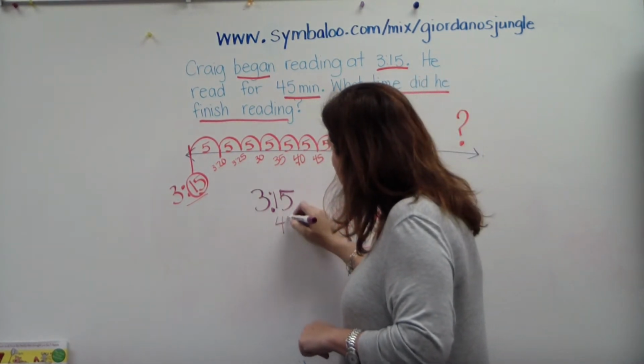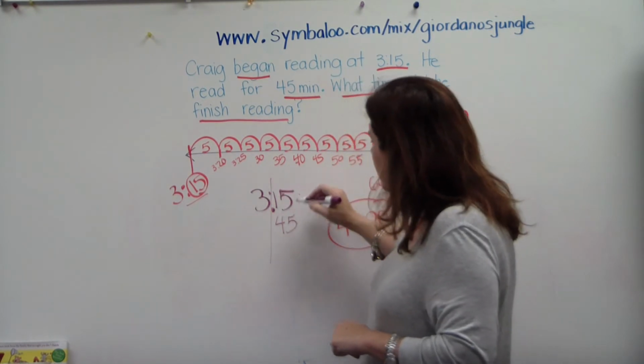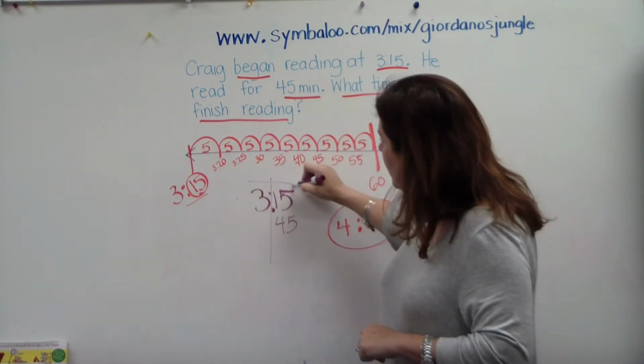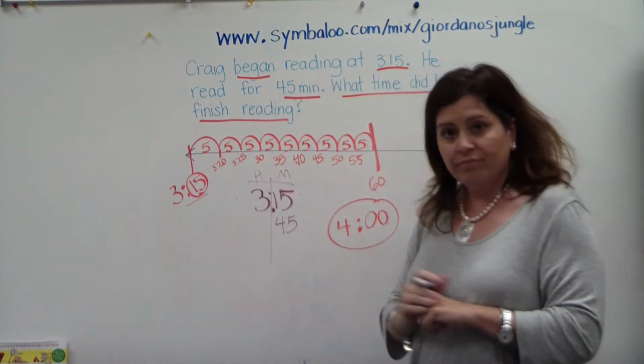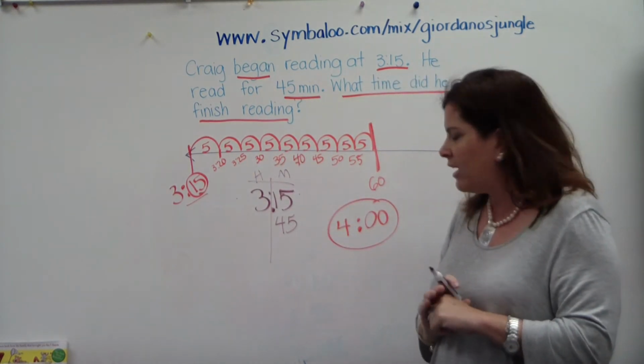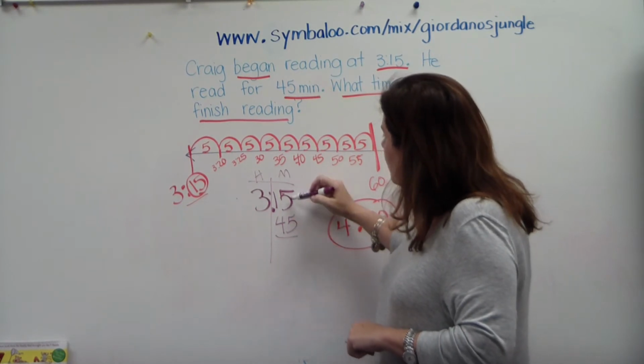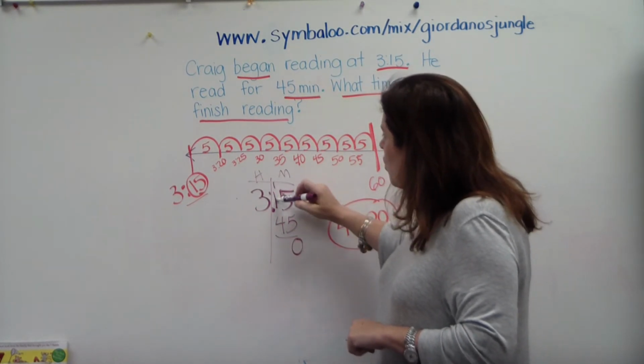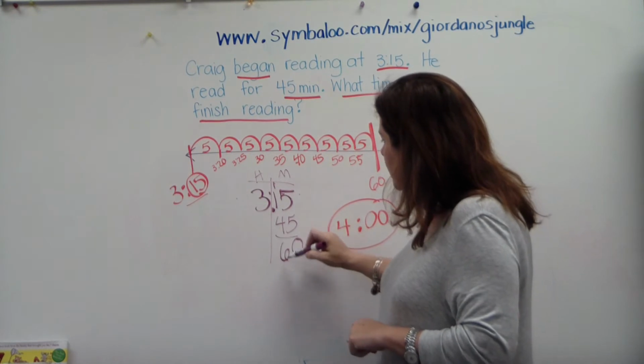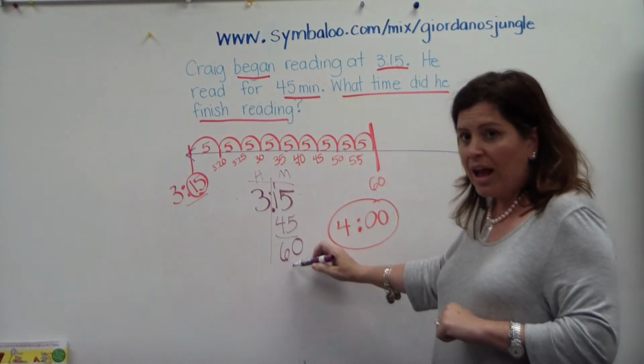So I'm going to put the 45 here with the minutes because these are my minutes and this is my hour. Okay? Minutes, hours. Kind of like your place value, right? All right. So here I'm going to add my minutes together first. 5 plus 5 is 10. 1 and 1 is 2 plus 4 is 6. Ooh, I know that's another hour, isn't it?